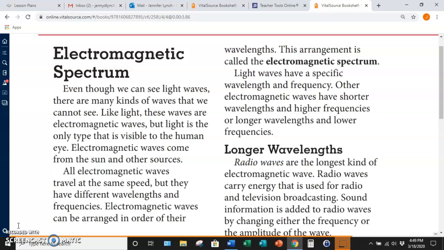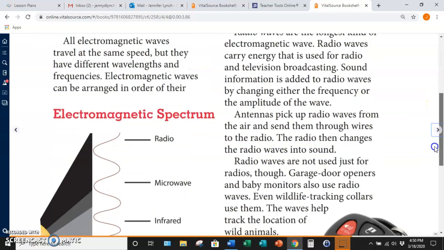All right, page 254. Even though we can see light waves, there are many kinds of waves that we cannot see. Like light, these waves are electromagnetic waves, but light is the only type that is visible to the human eye. Electromagnetic waves come from the sun and other sources. All electromagnetic waves travel at the same speed, but they have different wavelengths and frequencies. Electromagnetic waves can be arranged in order of their wavelengths. This arrangement is called the electromagnetic spectrum. All right, that's this right here.